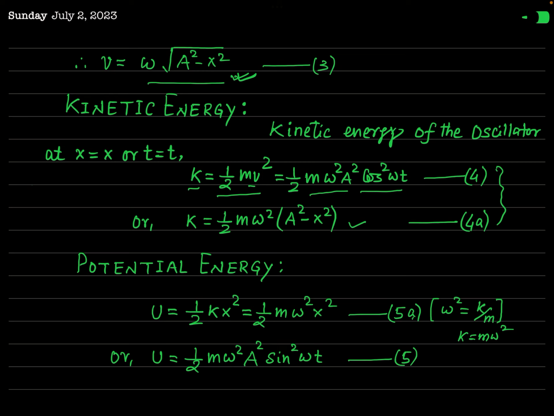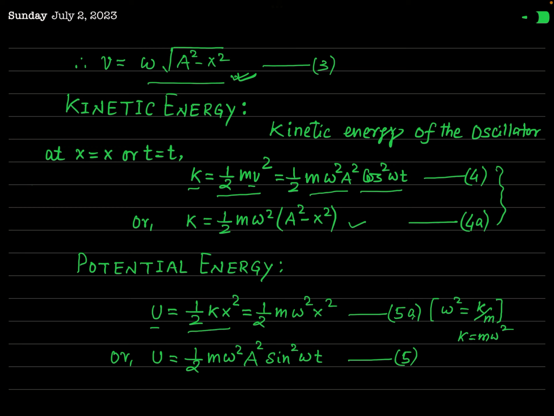Now, since the oscillator is oscillating under the restoring force, which is just like a spring force, and you know a spring force is a conservative force, and you also know whenever a particle moves under a conservative force, it has interaction energy or potential energy. So our oscillator will also have potential energy, which is in fact elastic potential energy. And you know this potential energy U is given by half kx square.